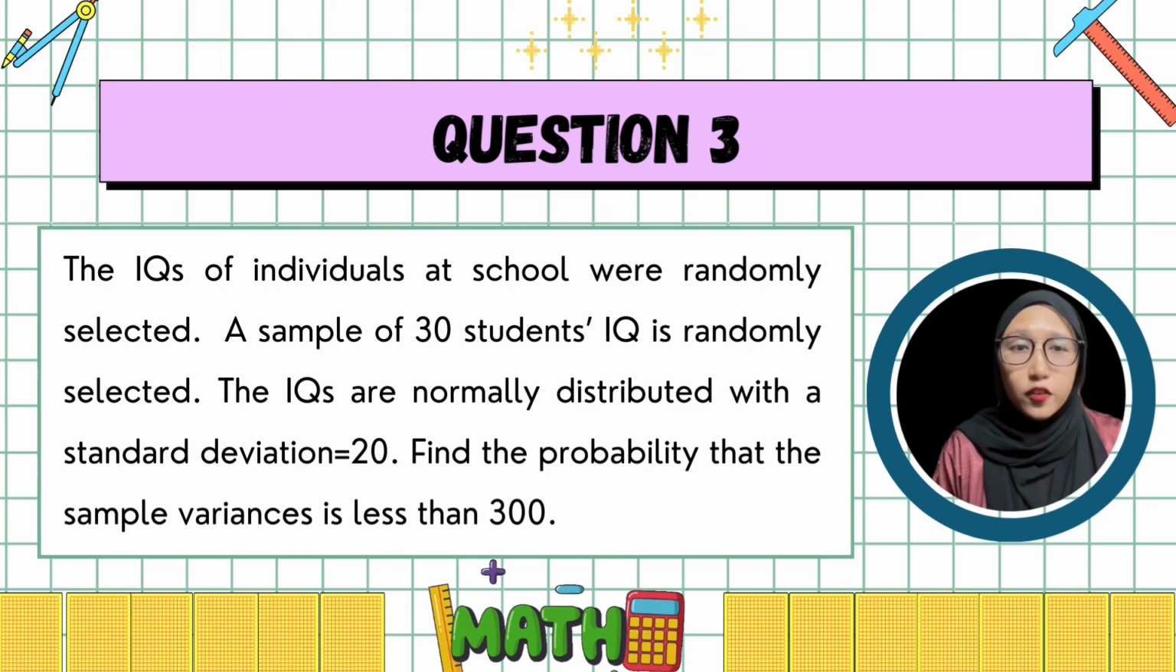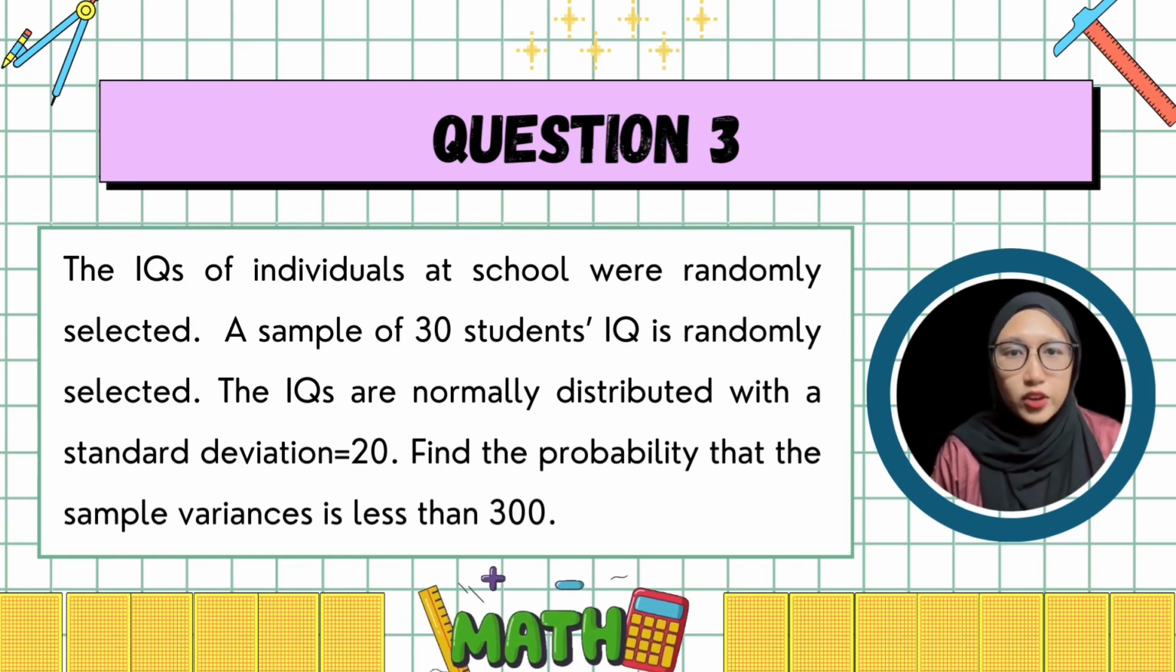So today I will solve question 3, which is: the IQs of individuals at school were randomly selected. A sample of 30 students' IQ is randomly selected. Then the IQs are normally distributed with a standard deviation equal to 20. Find the probability that the sample variance is less than 300.